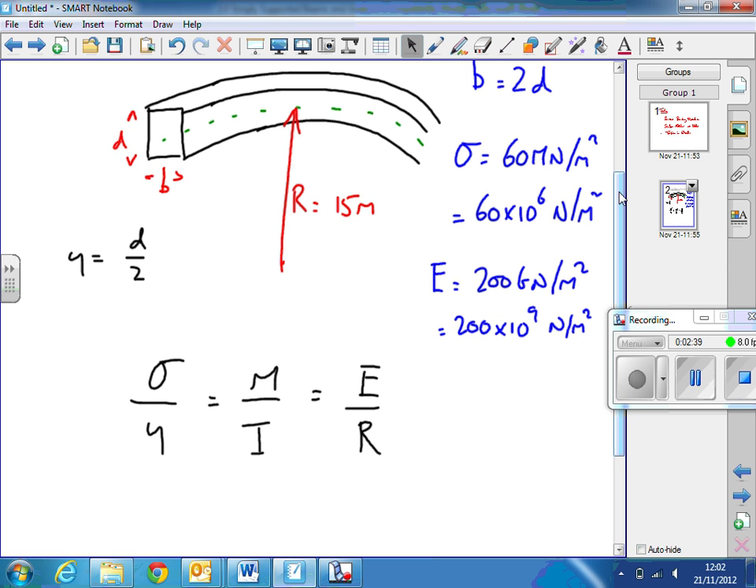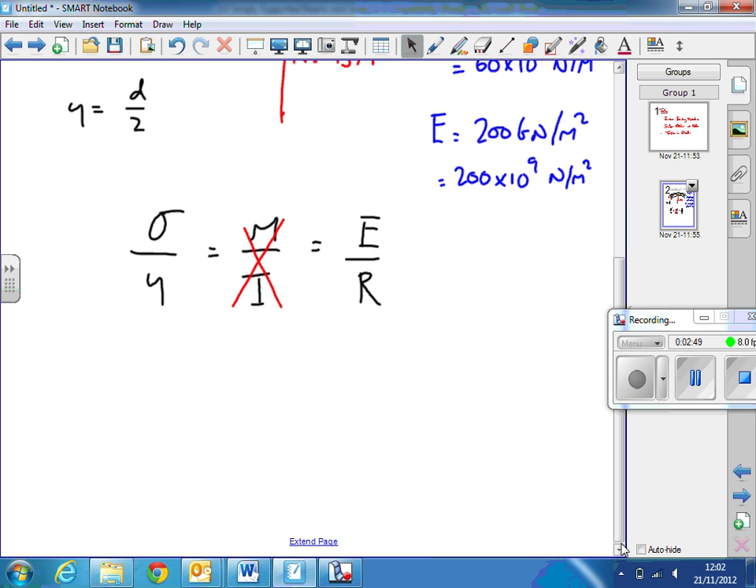M over I, yeah, we don't know the moment and we're not interested in the second moment of area, so this particular ratio is not used in this question. So those are the two we're going to use. Sigma over Y equals E over R. Remember, we're after the dimensions of the thing, so once we know Y, that's the key one. We want to find Y, because once we've got Y, we can find D and B.